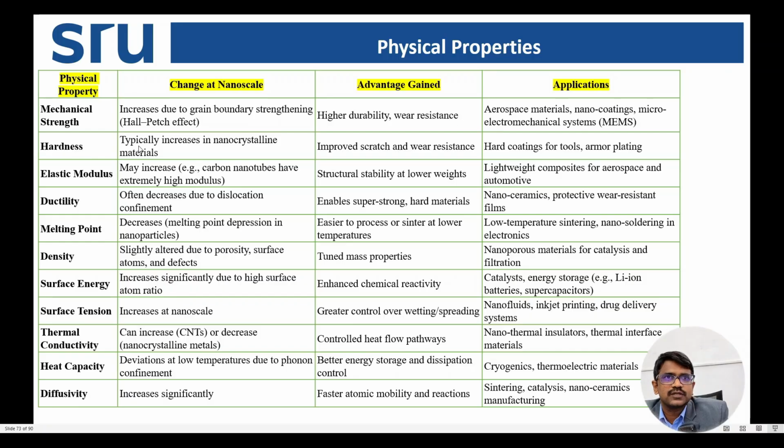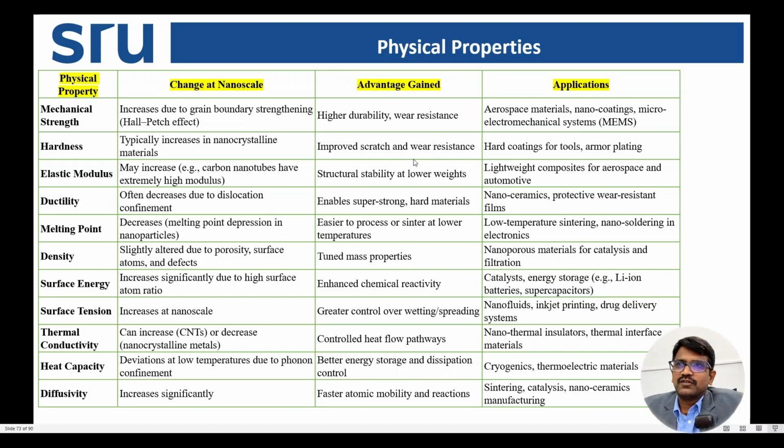The second one is hardness. Hardness typically increases in nanocrystalline materials. If you compare hardness in macro materials and in nanomaterials, the hardness will increase in nanocrystalline materials. What is the advantage we are getting due to the increase in hardness? It improves scratch and wear resistance, so it cannot be easily scratched.